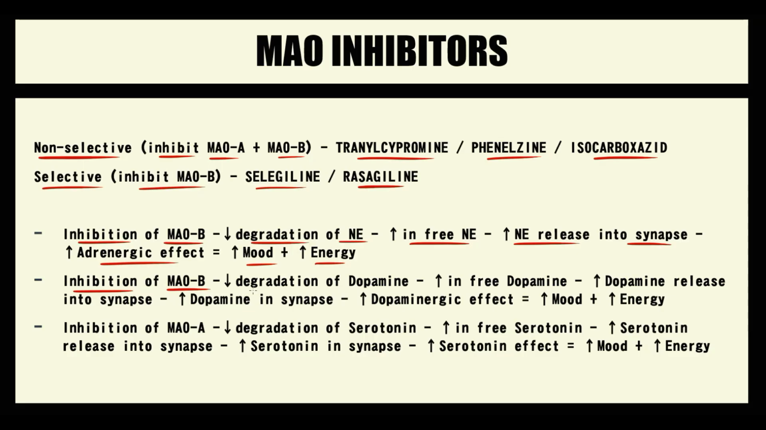So, with inhibition of monoamine oxidase B, degradation of dopamine decreases. This causes an increasing amount of free dopamine molecules in the presynaptic neuron, thereby the release of dopamine into the synapse increases. And the greater the amount of dopamine in the synapse, the greater the dopaminergic effect, and thereby, according to monoamine theory, the better becomes the mood and the more energy increases.